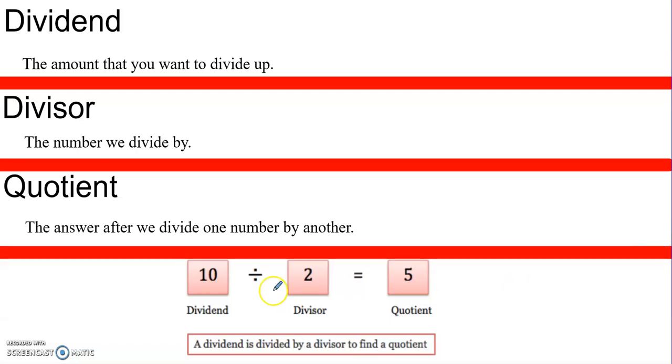So let's look at an example. We have 10 divided by 2 equals 5. The 10 is what we are breaking up, so that is our dividend. The 2 is our divisor. That's what our size groups are supposed to be. And our quotient is 5. That is our answer. So a dividend is divided by a divisor to find the quotient.